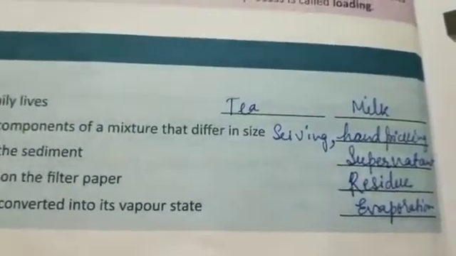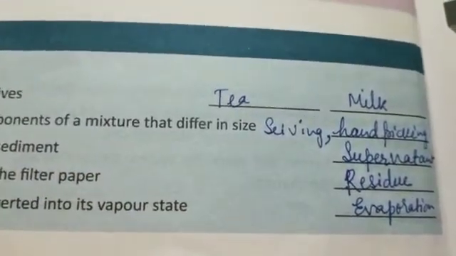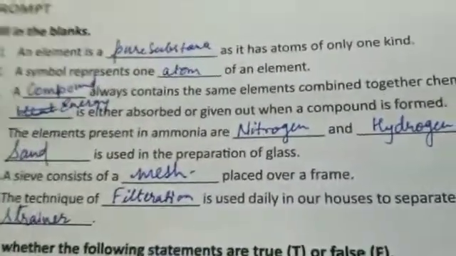The insoluble solid in the filter paper is called residue, and the process in which liquid is converted into vapor state is evaporation. After that you will write terms you need to know fully, and then you will start doing the book exercises, page number 34.